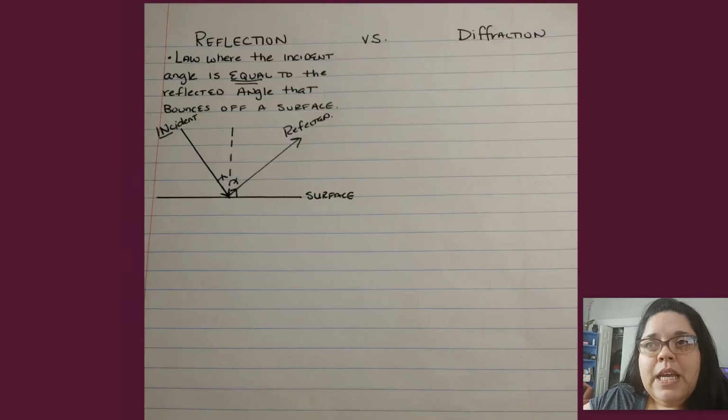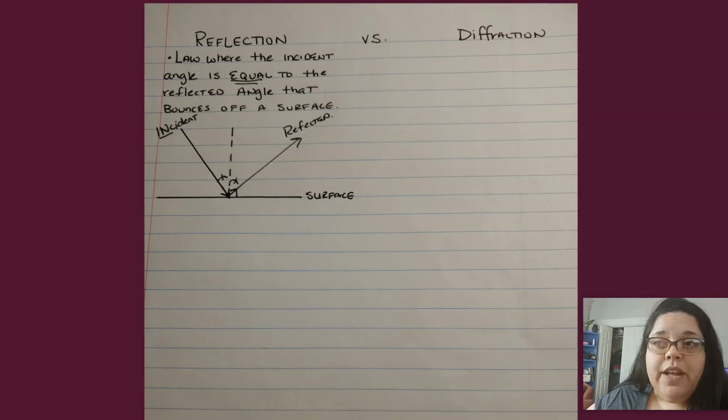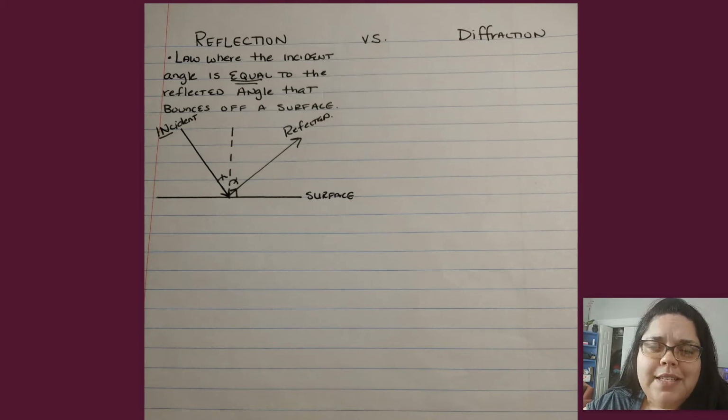Okay. So reflection, of course, is the law where the incident angle is equal to the reflected angle that bounces off of a surface. So you can see here the incident angle is any ray that goes into or towards something. It's what's coming in. It's the action, an incident of that ray occurring. Reflection, of course, is it bouncing off of something or some kind of surface like a mirror or even glass. It can bounce off of that, anything along those lines.